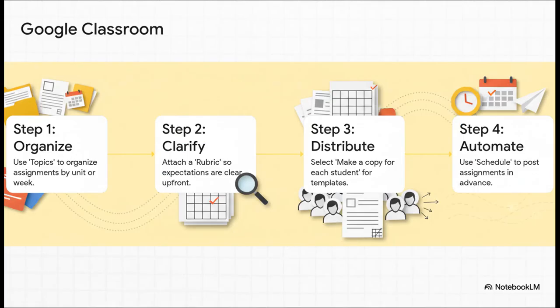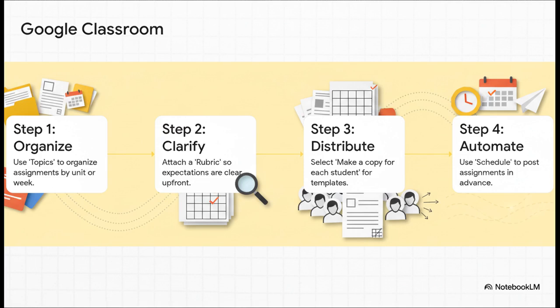Simple. So let's take a tool many of us use, Google Classroom, and put some of this thinking into action. A few small strategic habits can make a huge difference. Use topics to organize everything and prevent that digital clutter. Attach a rubric to every assignment so expectations are crystal clear from the start. And please, when you share a template, always click Make a Copy for each student to avoid total chaos. A little pro tip for your own sanity, schedule your posts in advance.